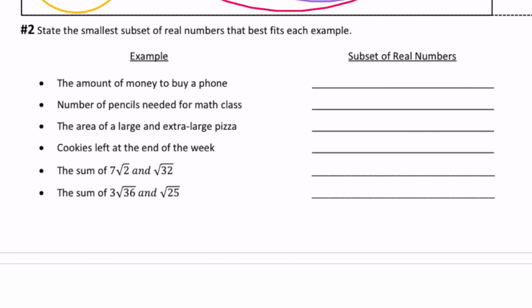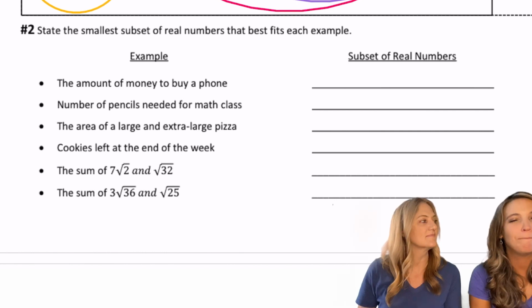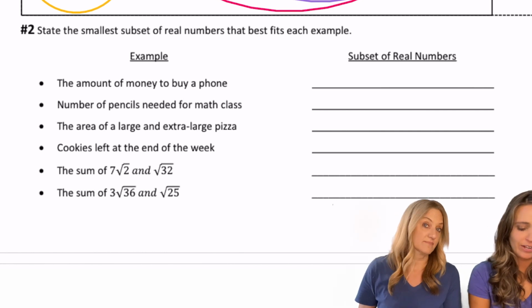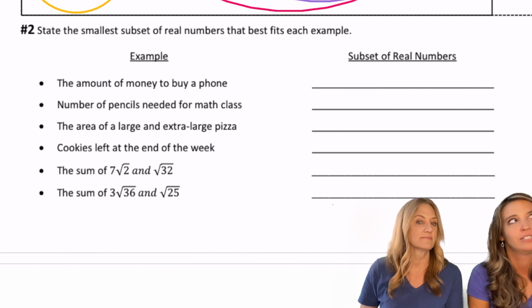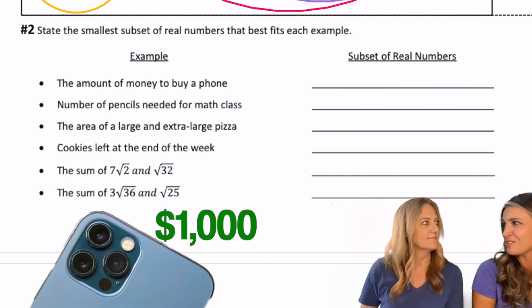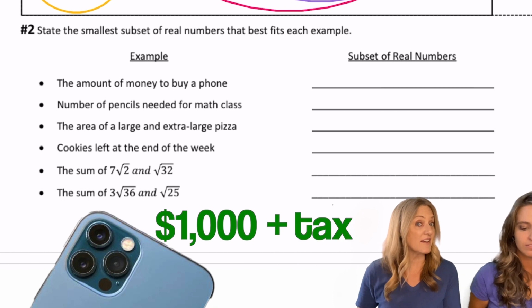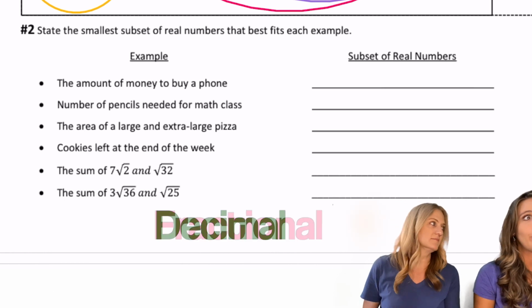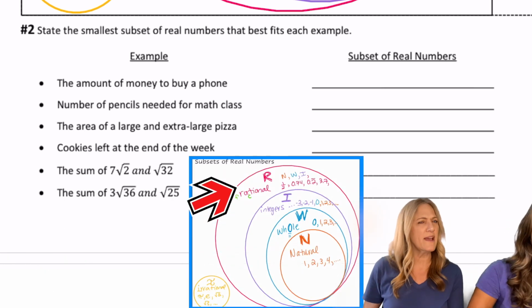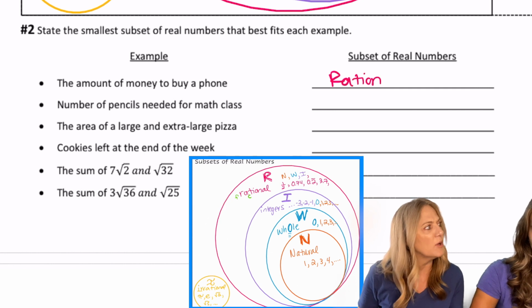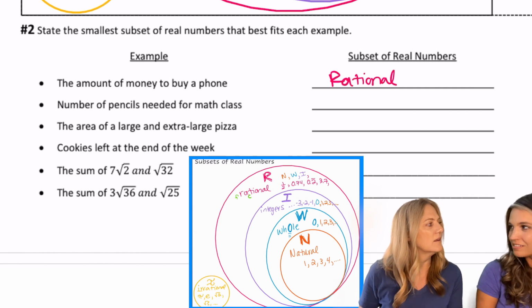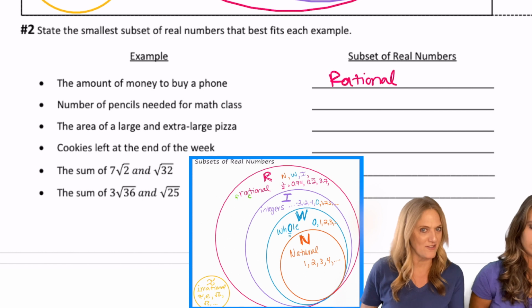Let's practice. State the smallest subset of real numbers that best fits each example. This first one, the amount of money to buy a phone. Well, I want the new iPhone. That's about $1,000. Yes, plus tax, therefore decimal. Decimal, fractional, rational. Yeah, why isn't it irrational though? Decimal. Well, we'd end at the hundreds place. Okay, so it terminates, so rational.